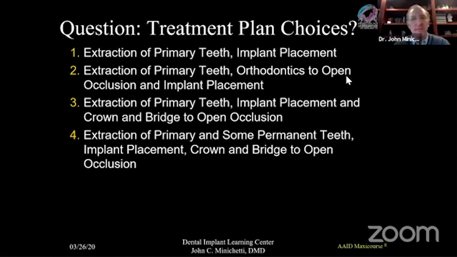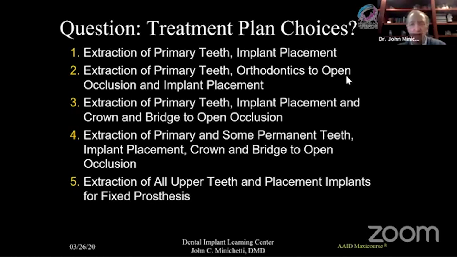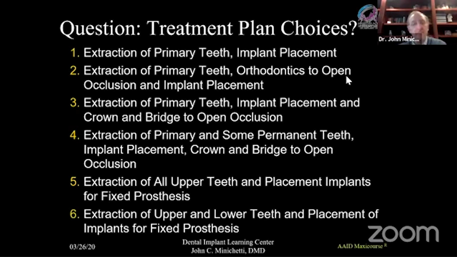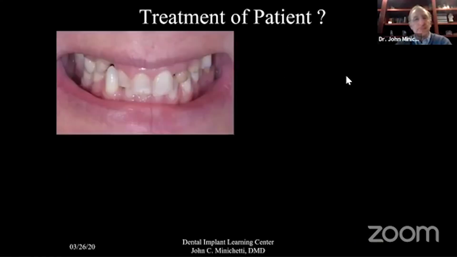Another choice: extraction of the primary teeth, some permanent teeth, maybe implant placement, crown and bridge, opening up her occlusion. And then this is what Dr. Teodora discussed, maybe extracting all of her upper teeth and placing implants, dealing with one arch at a time. Or extraction of her upper and lower teeth and placement of an implant fixed prosthesis. Someone might look at this case and say, let's just do an all-on-4. I'm not saying these things are right or wrong, but some of these are personal decisions and need to be discussed fully with the patient. She is 43.